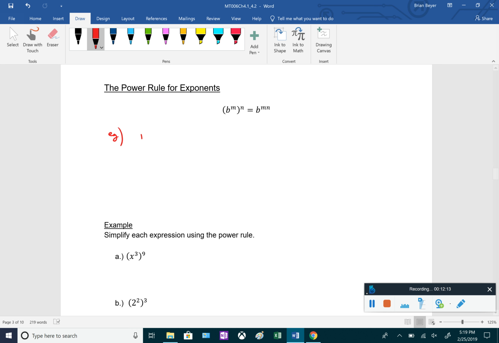So let's say we had b squared cubed. What this means is we're multiplying b squared together 3 times. So what we would do is we would add those exponents now, right? They're common bases, so we add the exponents. That would be b to the 2 plus 2 plus 2, which is b to the 6th. And that actually just shows that b squared cubed equals b to the 2 times 3, where we multiply the exponents, because 2 times 3 does give us that 6.